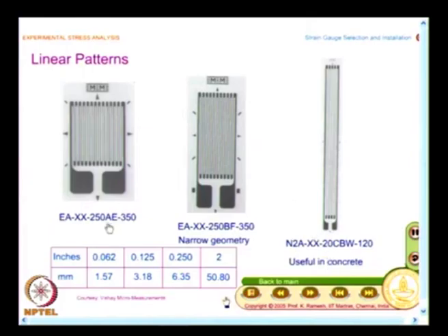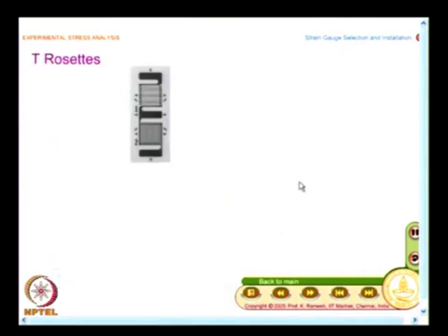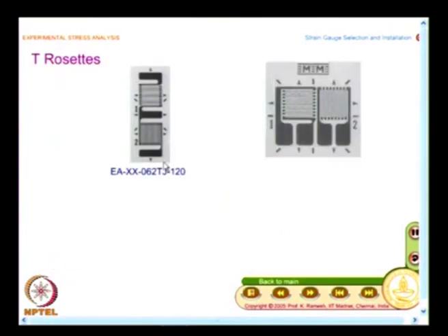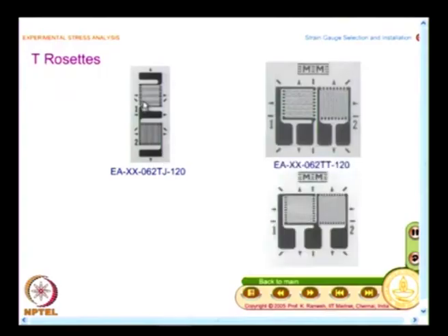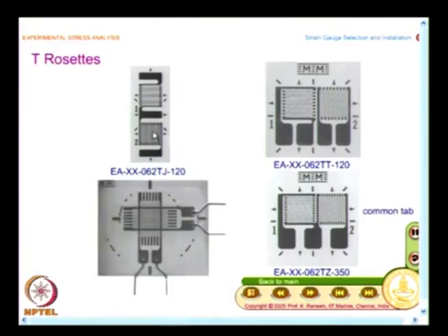And in all these cases you have separate symbols for indicating the pattern. And I said that you have T rosettes where 2 strain gauges are available, and if you note very carefully, the elements are mutually perpendicular. So, I will measure strain in 2 perpendicular directions.